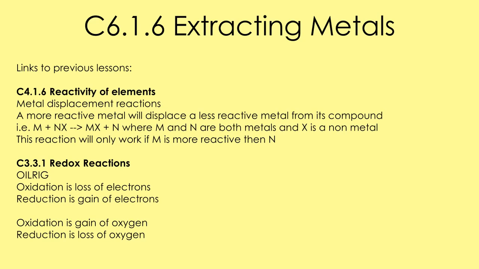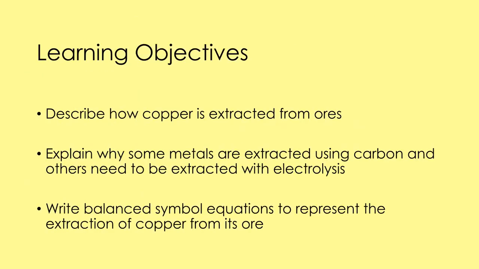If you can't remember those two and you need more clarification, then go back and use your textbook to just have a quick look over that. So our learning objectives for today are to describe how copper is extracted from ores, explain why some metals are extracted using carbon and others need to be extracted using electrolysis, and to be able to write balanced symbol equations to represent the extraction of copper from its ore. So you need to know the specific example of copper.